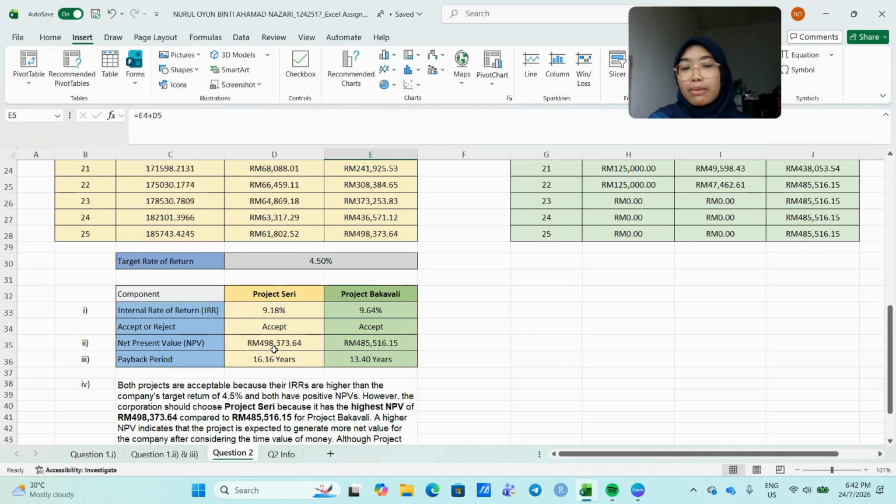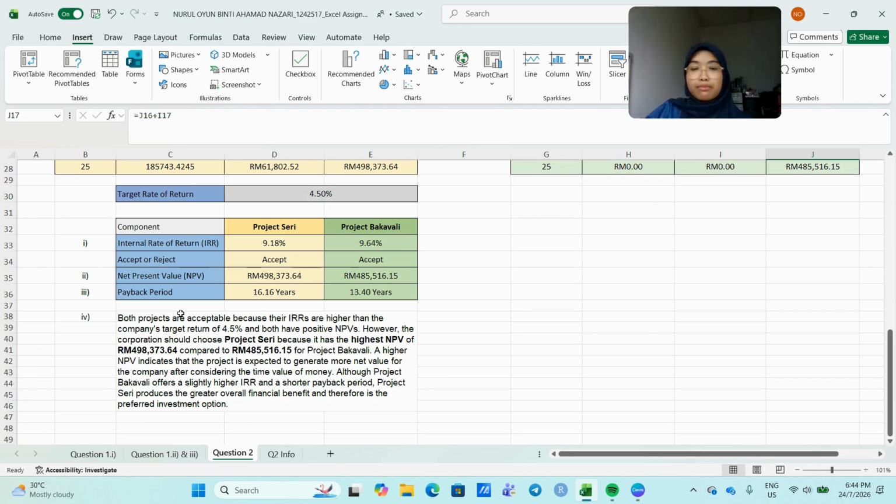Project Seri has a payback period of 16.16 years and Project Bakabali is 13.40 years. So, Project Bakabali recovers its initial capital faster by approximately 2.76 years compared to Project Seri. For the last question: based on my answers in first Roman, second Roman, and third Roman, which project should the corporation choose? Explain why.